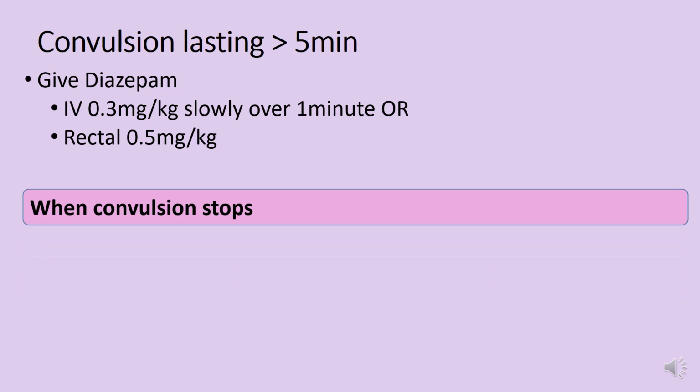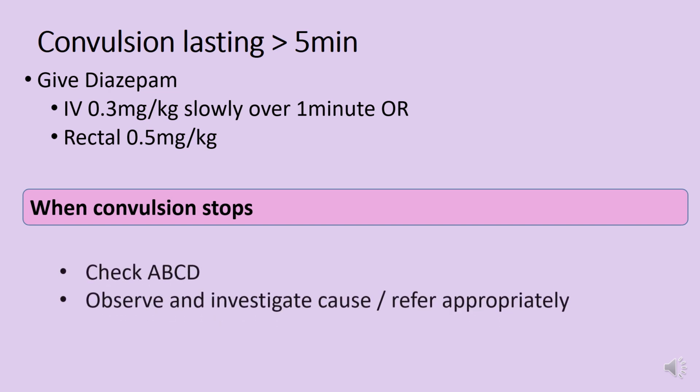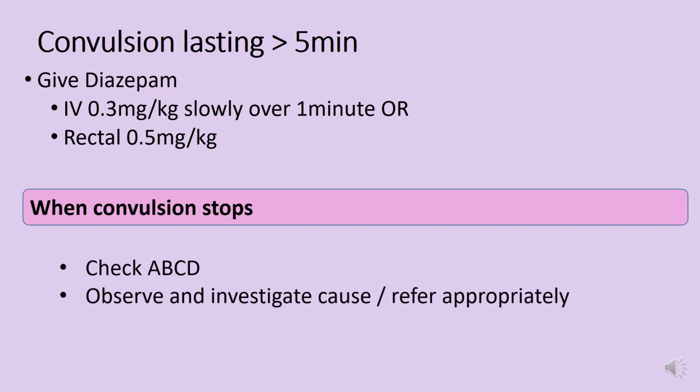So the convulsion may stop. And when that happens, what do you do? You need to check your airway again, make sure it's still open and patent and not requiring any suctioning. You need to make sure the child is still breathing well and they're on oxygen. The circulation is okay and they don't have any altered consciousness.